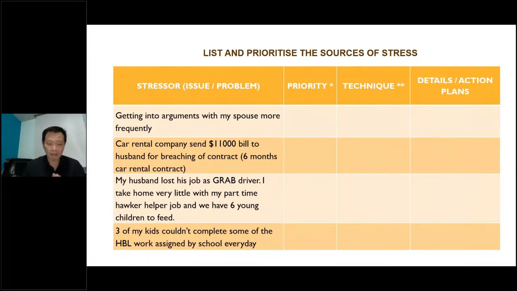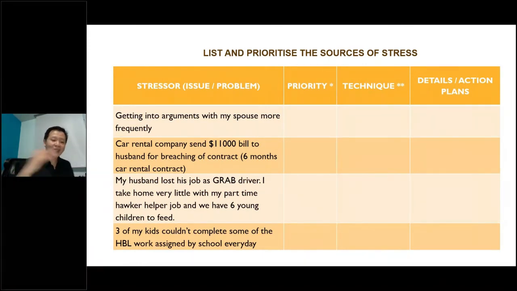Then after that, of course, the other stress is that the husband lost a job, and she actually takes back very little with her part-time work, and then they have 6 mouths to feed. All right, and then the other stress is that 3 of the kids couldn't complete some of the HBL work assigned by school every day.